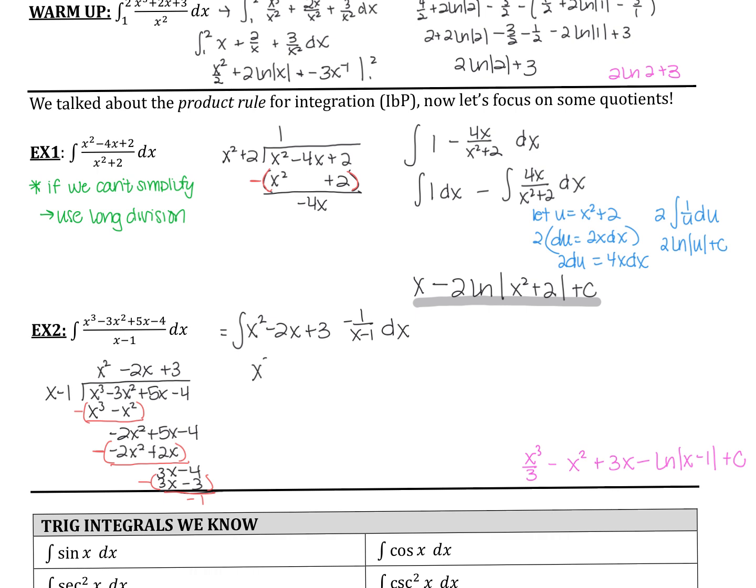Well, x squared would go up a degree, divide by a degree. Negative 2x goes up a degree and divides by the degree. 3x goes up a degree and divides by a degree. But this one will be negative natural log of the absolute value of x minus 1, now plus the c. So that's just a technique. If I don't have a way to simplify my antiderivative, I'm going to use long division to try to break it down, unless u sub works. Maybe we try u substitution and it works.